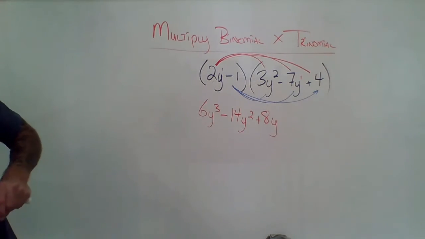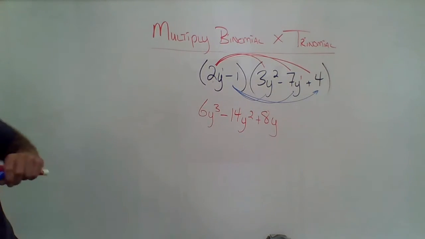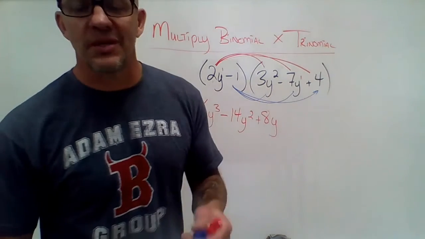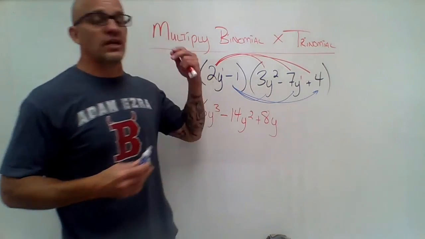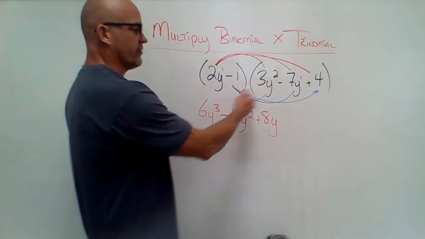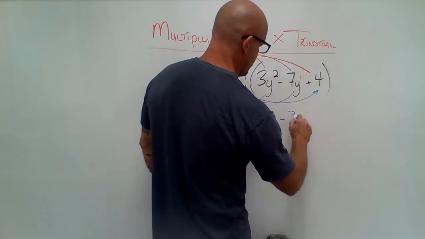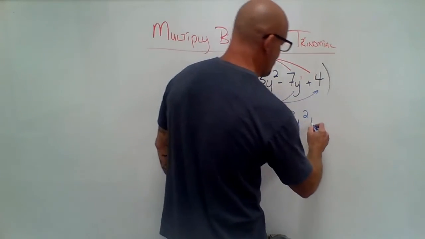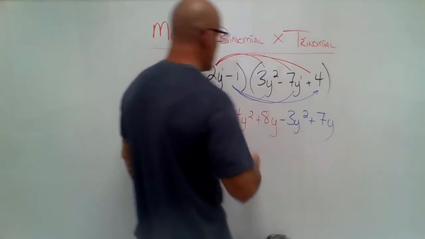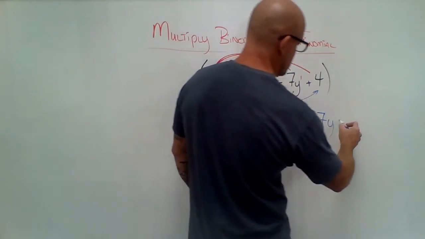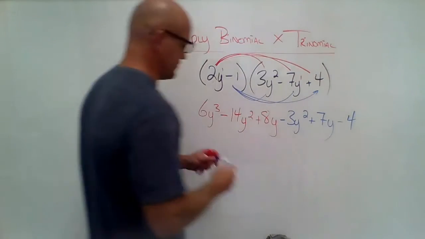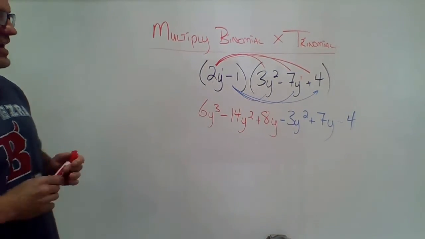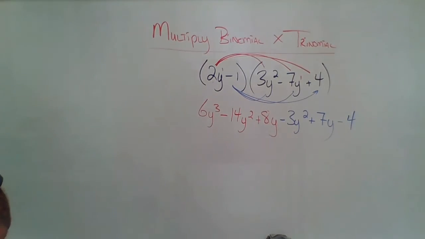Took care of all that. I'm going to go ahead and switch colors to the blues so we can keep that color coded. I'm now going to take negative 1 times all this, which is super simple because all that happens is I'm changing the sign of everything in front. Negative 1 times 3y squared is negative 3y squared. Negative 1 times negative 7y is positive 7y. And negative 1 times 4 is just negative 4, or minus 4. So at this point, I have all of my things done. I just need to go ahead and combine some like terms.